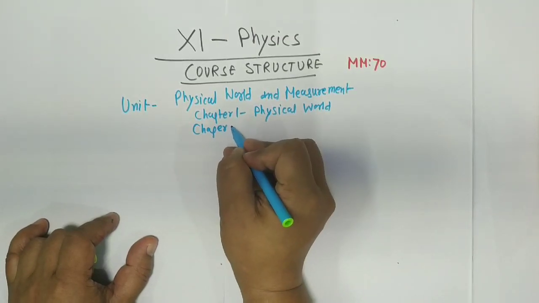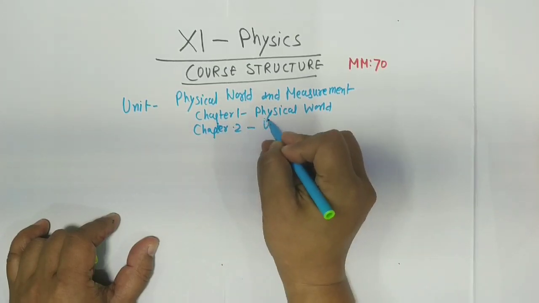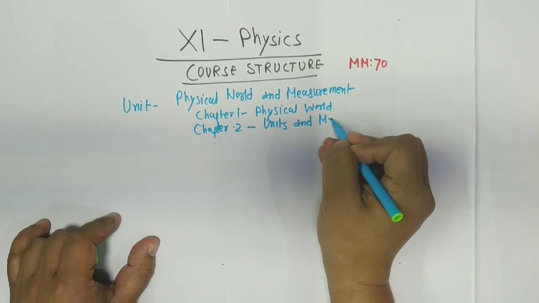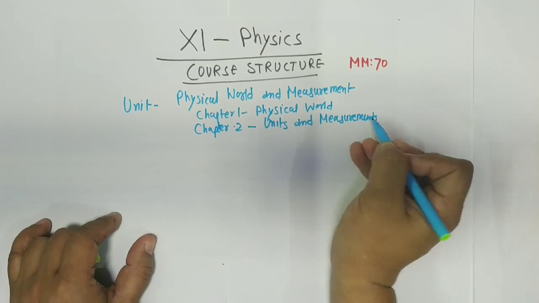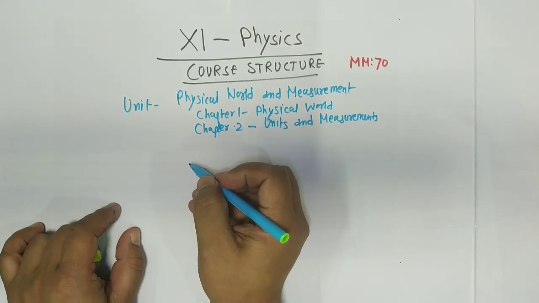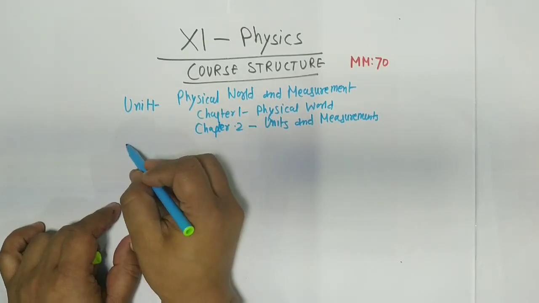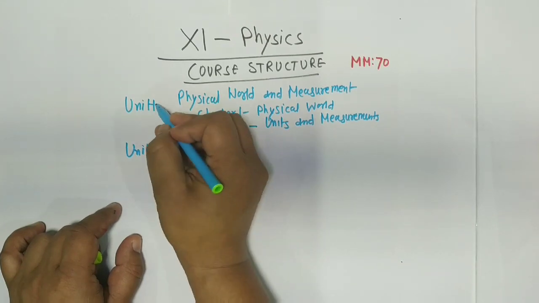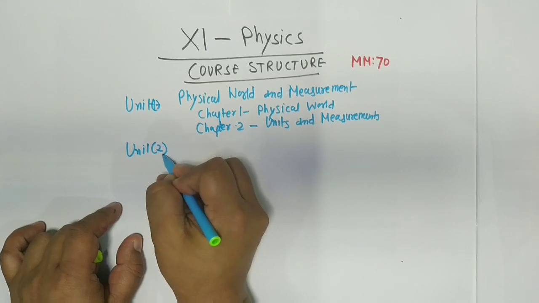Units and measurements. So we are going to talk about units and measurement. Physical world is the introduction of physics and technology, the relation of physics with society, all these things in unit 1. This is unit 1, then unit 2.